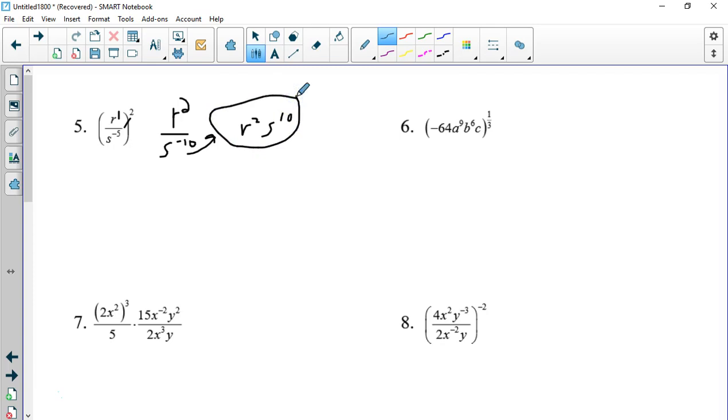That's one way to go about this. Another way is, how about just moving the s right off the bat? R1, move the s up.